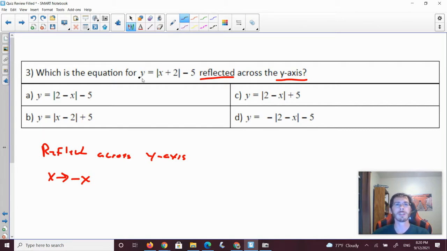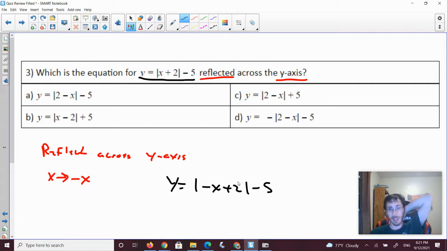So that means instead of the equation y equals absolute value of x plus 2 minus 5, we're going to get y equals absolute value of negative x plus 2 minus 5. Now that's not an answer choice. That doesn't look like any of the answers. So let's see what we can do to algebraically rewrite this. We can say negative x plus 2 is the same thing as 2 minus x. And it looks like we got an answer. I'm thinking A might be the right choice.